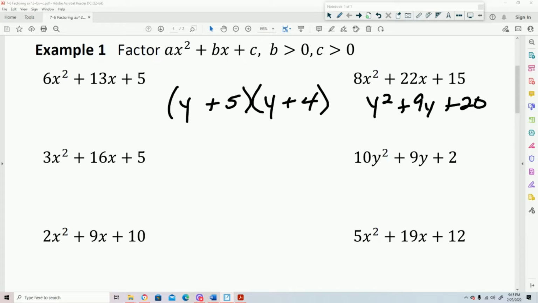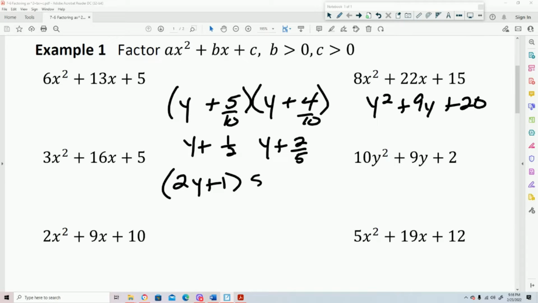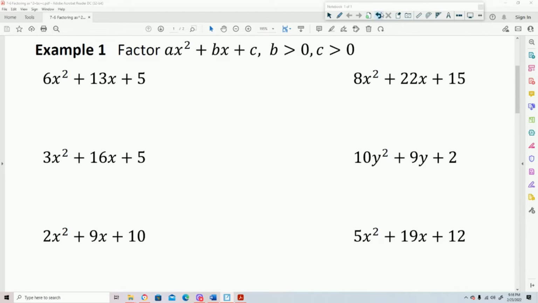We've got that. Now, we're going to bring the 10 back into play. So divide by 10, divide by 10. Reduce these. That's 1/2. That's y plus, we're going to divide by 2 and get 2/5. Now, take these bottom numbers. Those will be the coefficient for both y's. So we get 2y plus 1. And we get 5y plus 2. And that should give us 10y squared plus 9y plus 2. Let's clear that out and do the last one.